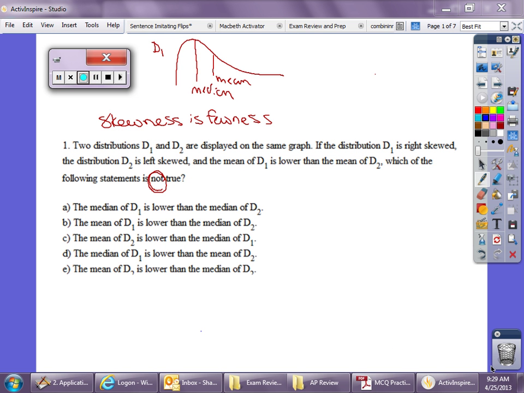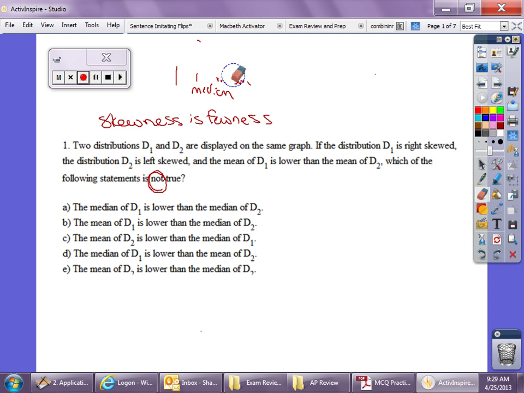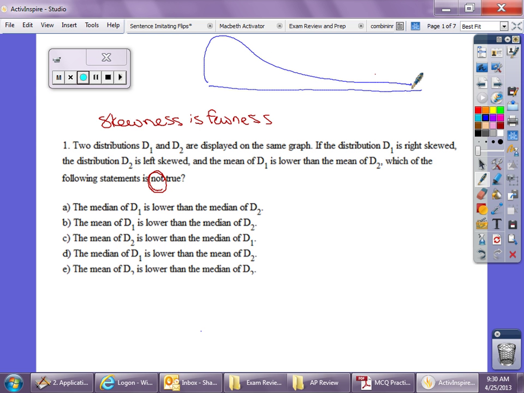Okay, ladies and gentlemen, I want to begin with problem number 1, summarizing univariate data. What I had suggested in the homework hints was that we need to draw our two distributions on the same axis. Remembering skewness is fewness. So our distribution 1, we are told, is skewed right, which means it's going to have a long right tail. So this is distribution 1.